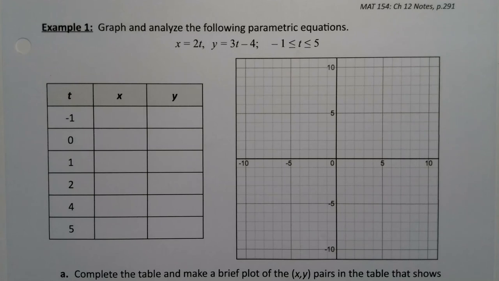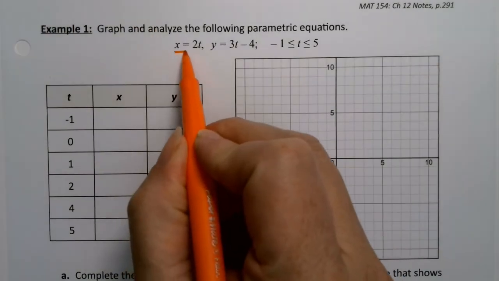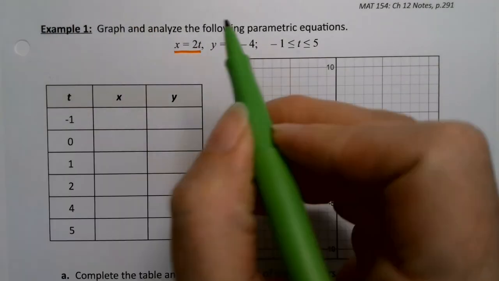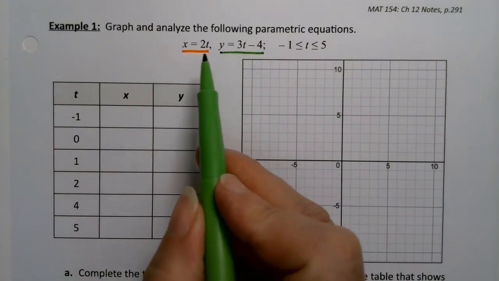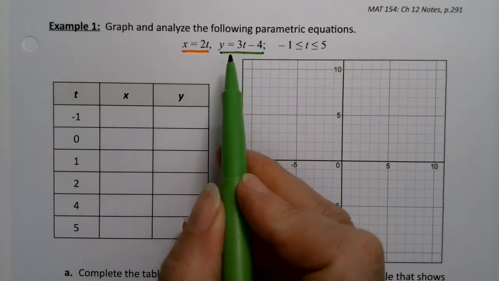As promised, we're going to graph and analyze a parametric equation that's actually a friend that we know and love from algebra class. It just doesn't look like it right now. So we have x is equal to 2t and y is equal to 3t minus 4. Those are new ways of viewing x and y, as functions of this parameter t.